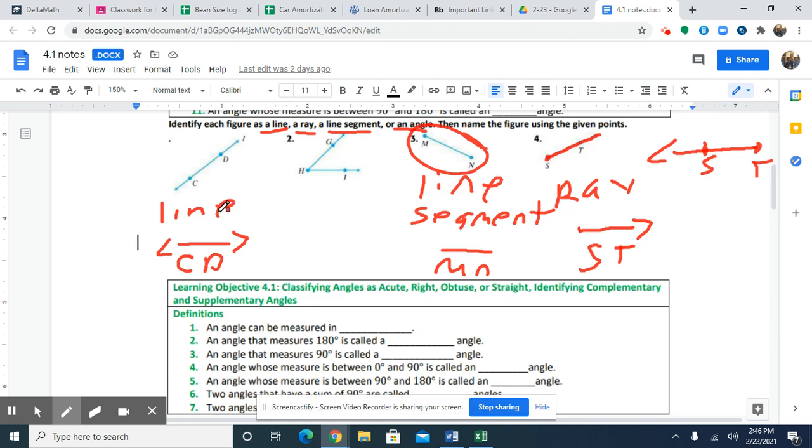Finally, we have an angle, and an angle is formed when 2 rays come together at a single point. Now, there's 2 ways that we can label this. We can say angle H or angle GHI. The important part here is that H is in the middle. That tells us that that's where the angle is located.